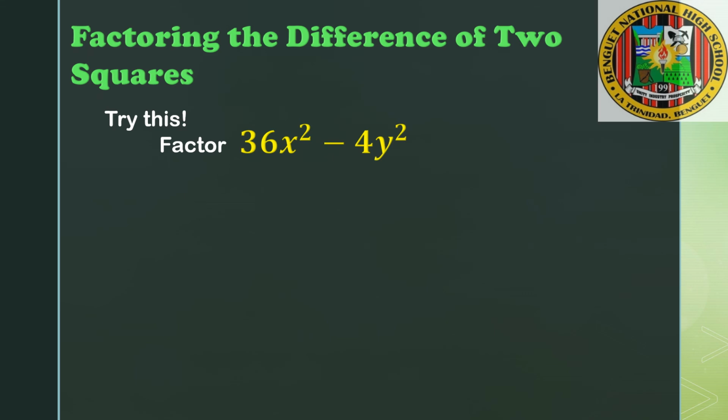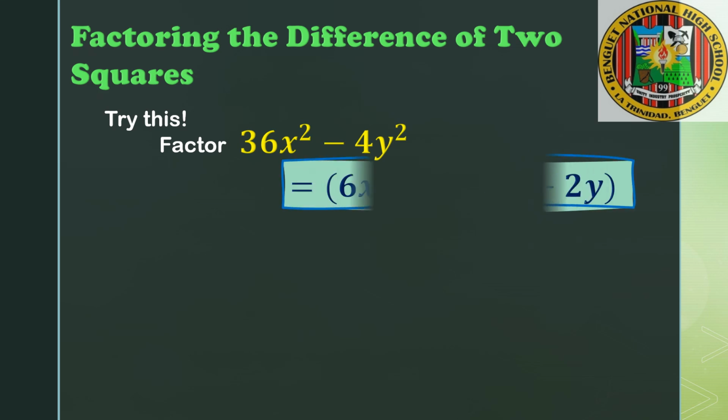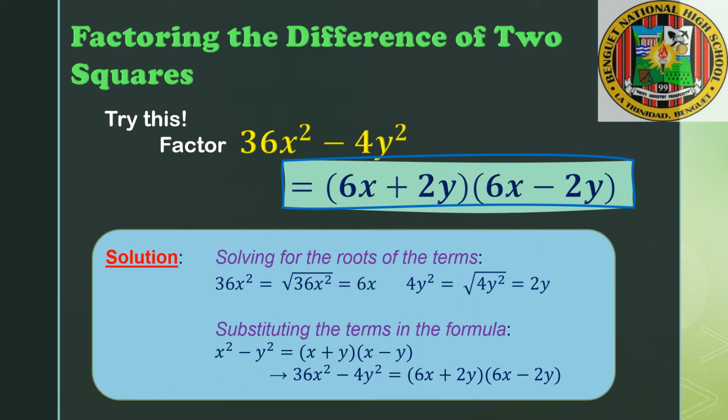Before we end this lesson, of course we have to practice what you have learned. Pause this video for a while as you solve for the factors of the binomial 36x squared minus 4y squared. Be honest and don't skip ahead to the answer. Done? Did you get as factors the quantity 6x plus 2y times the quantity 6x minus 2y? Very good if you did. Good job!